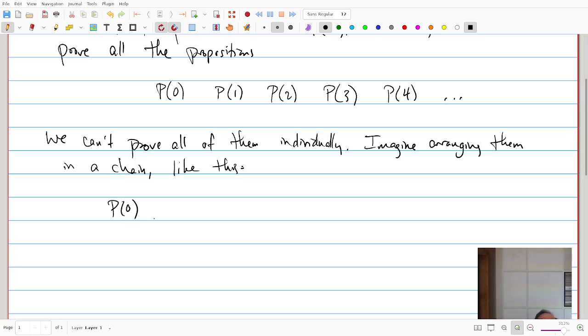So I'm going to write the same list of them, but I'm going to put an arrow in between each pair. And this arrow really means implies, just like usual. So the idea is, if we can show, first of all, that P0 is true, and if we can also show that each one will imply the next one, so P2 implies P3, and P3 implies P4, and P4 implies P5. If each one always implies the next one, and if P0 is true, then P0 implies P1, and that implies P2, and that implies P3, and they'll all be true.